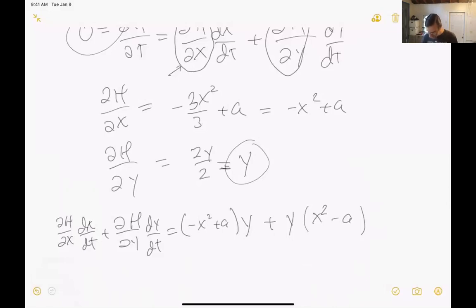Okay, better. And now that all certainly looks like it's 0, right? Because we have y's in both terms, and minus x squared plus a and x squared minus a, one of which is the negative of the other. It certainly looks like everything's going to cancel and give us 0.